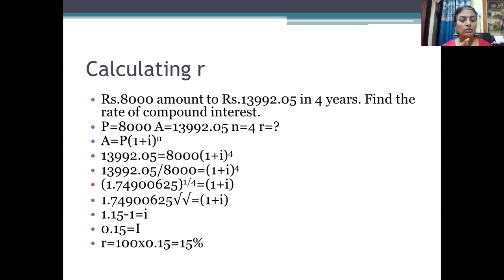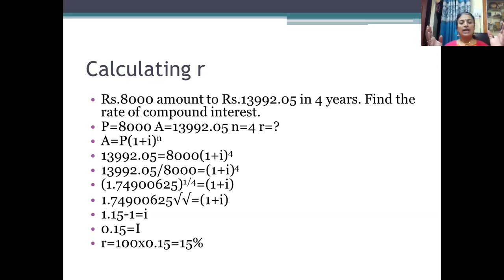A means 13,992.05. P is 8,000 and 1 plus I, we will keep like that only, and raised to the power of N, which is 4 years. Again here, we can bring this 8,000 to the other side. 13,992.05 divided by 8,000 is equal to 1 plus I raised to the power of 4. And the answer is 1.74900625.